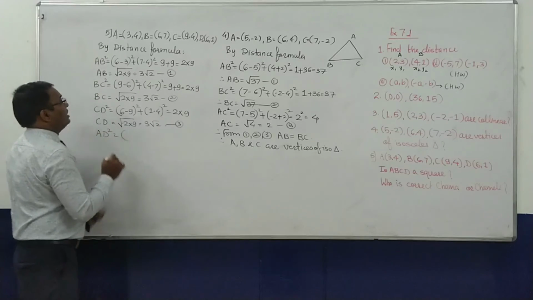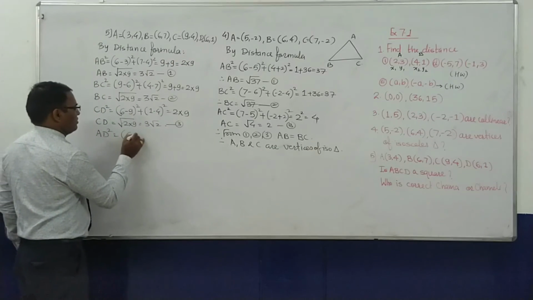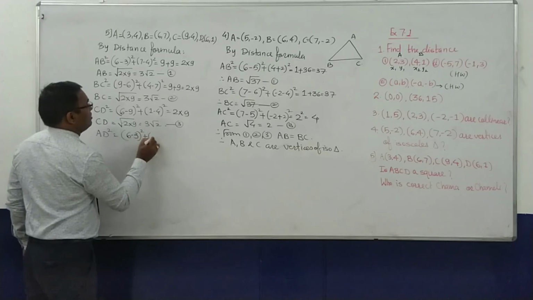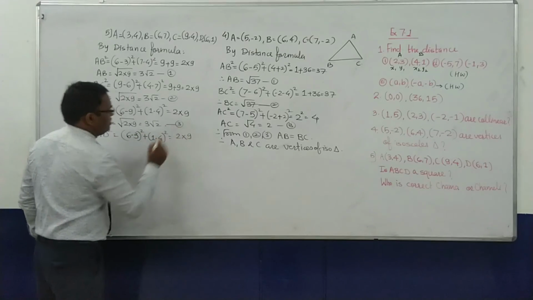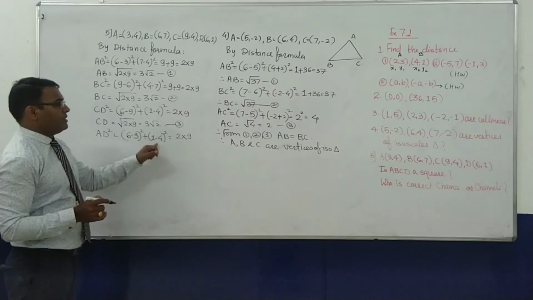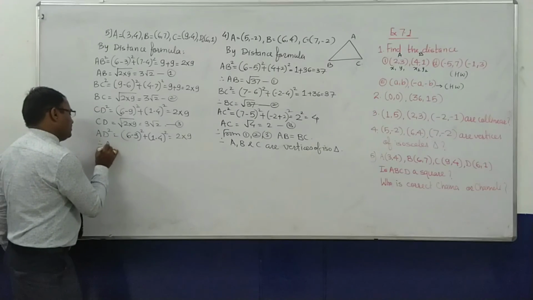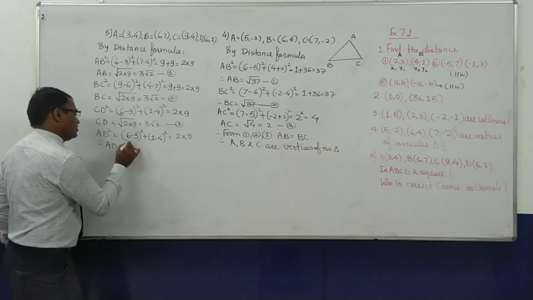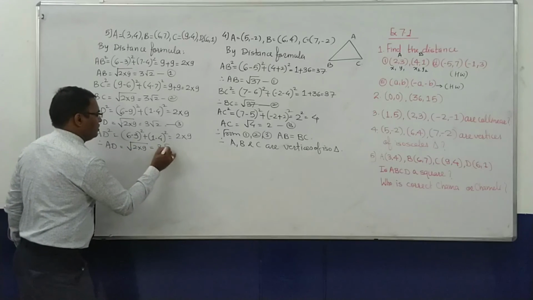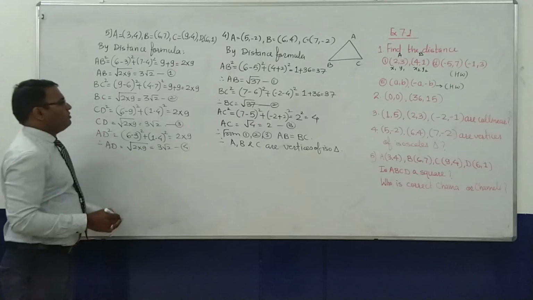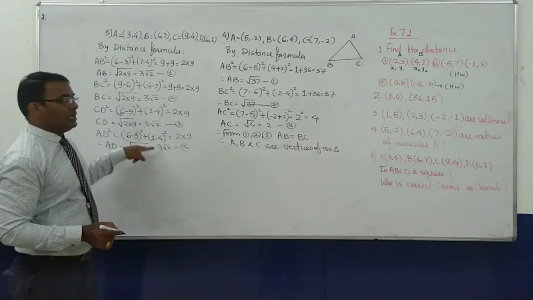Now AD square. AD is 6 minus 3 square plus 1 minus 4 square. It means again 2 into 9, because 6 minus 3 is 3, 1 minus 4 is minus 3. 3 square is 9, 3 square is 9. Therefore, AD is equal to under root of 2 into 9, or 3 root 2. Now, from equations number 1, 2, 3, 4, all the 4 sides are equal.